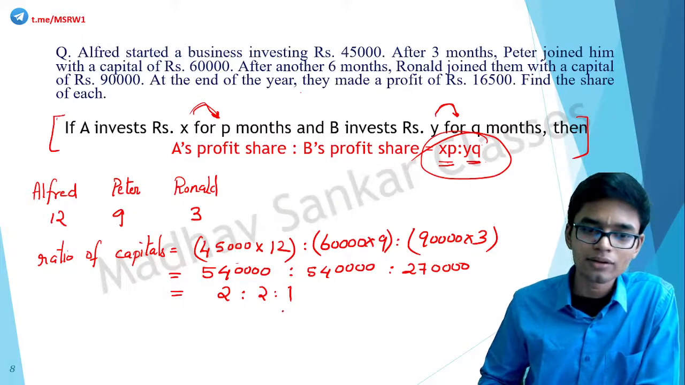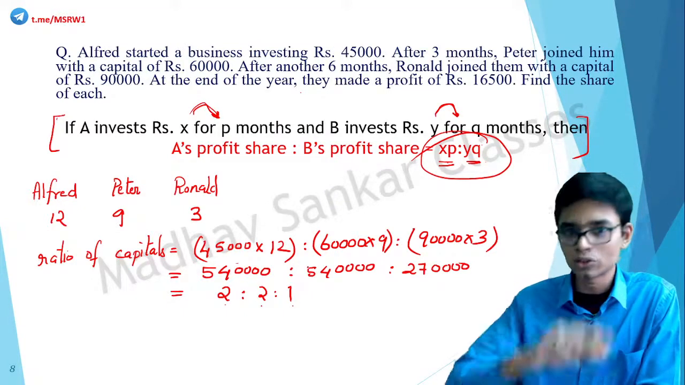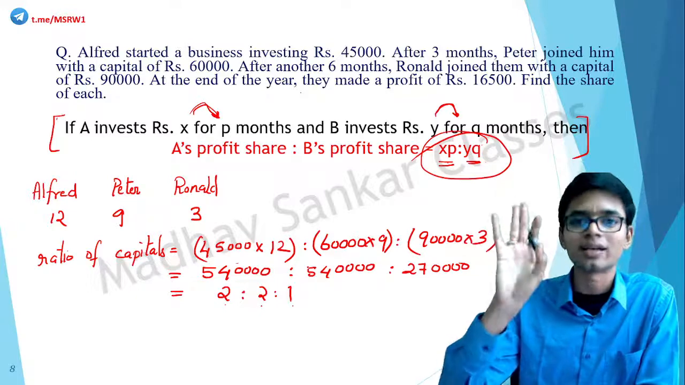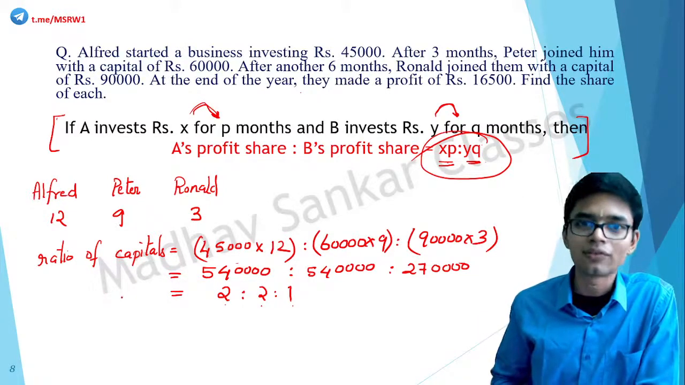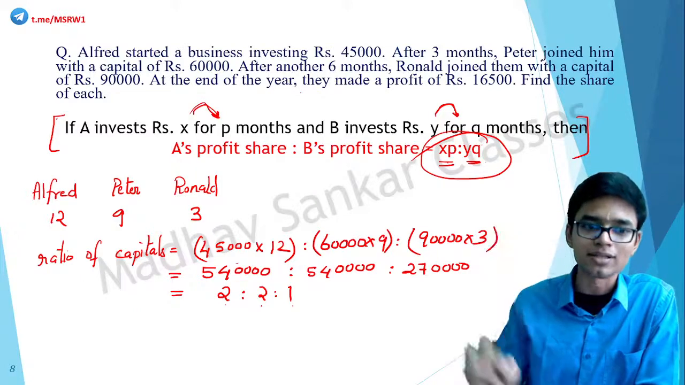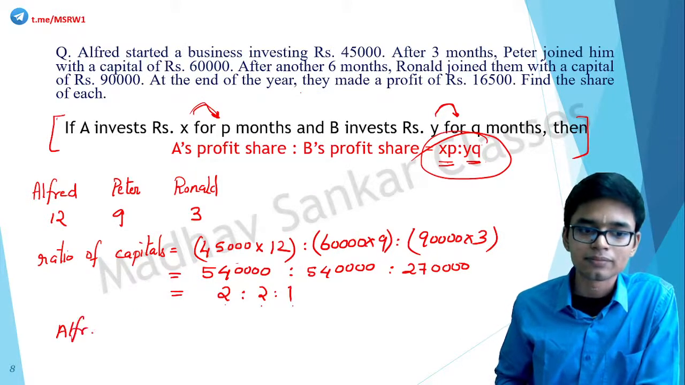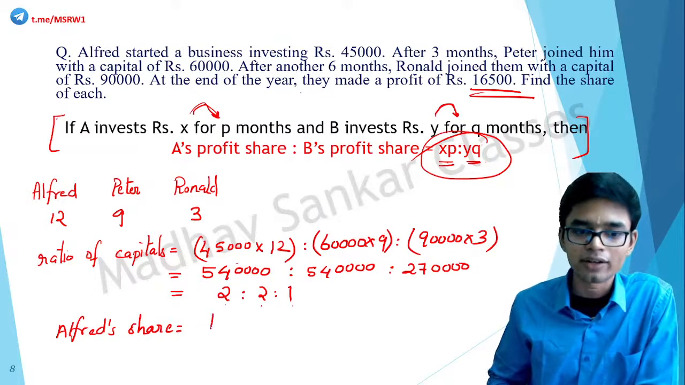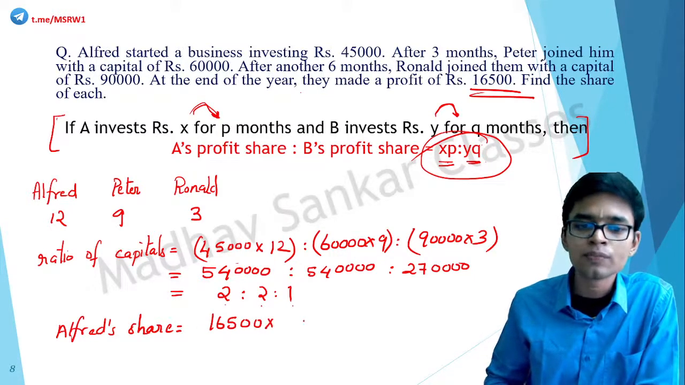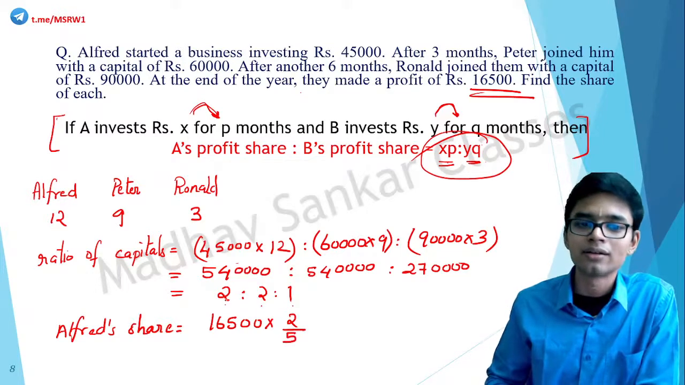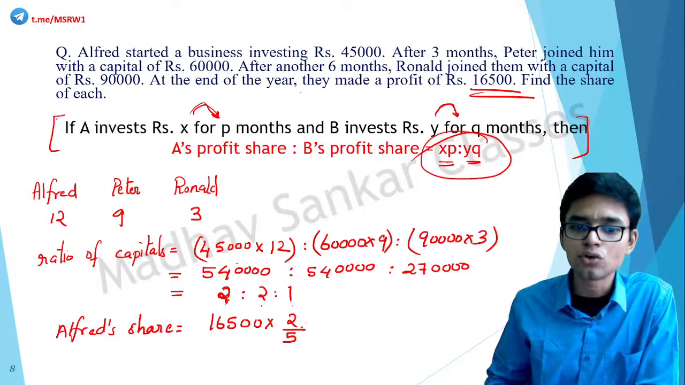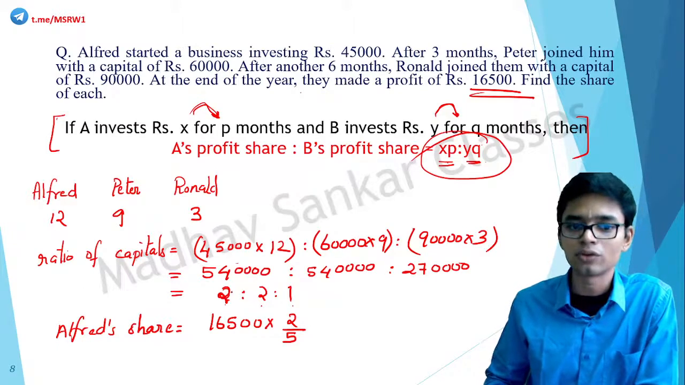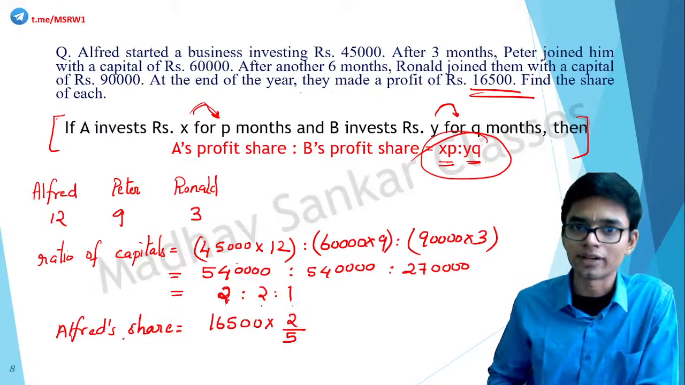Now, total number of parts is 5. Correct? 2, 2 and 1. So totally there are 5 parts. 2x, 2x and x. Divide the total with 5 and give the share to each of them. That's it. So Alfred's share is equal to how much? What is the total profit in the end? 16,500, correct? 16,500 into 2 by 5, correct? 2 for Alfred. So out of total, how many total parts? 5. 2 plus 2 plus 1. So 2 of 5 parts of 16,500 goes to Alfred.